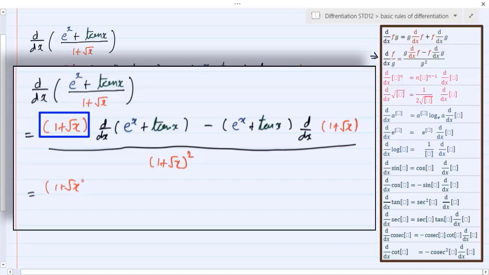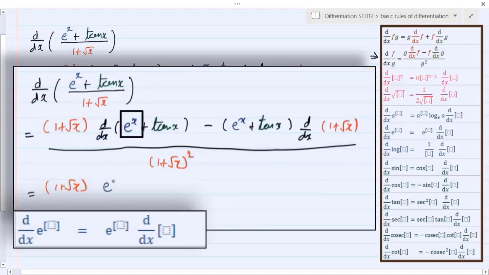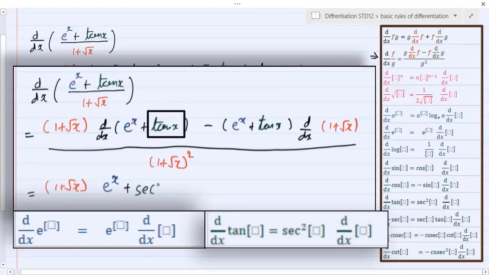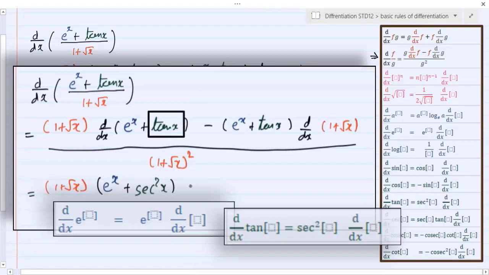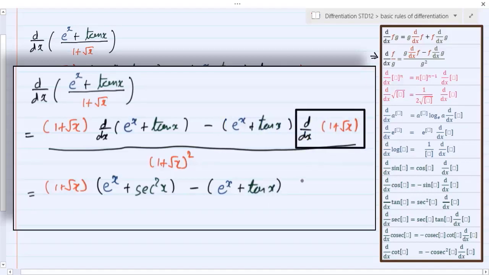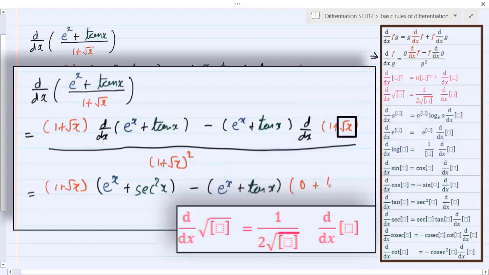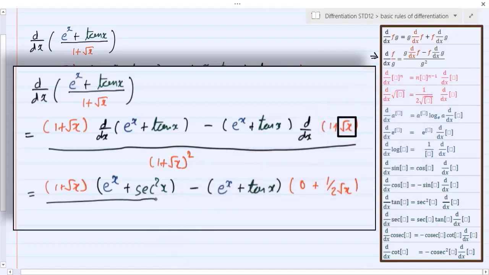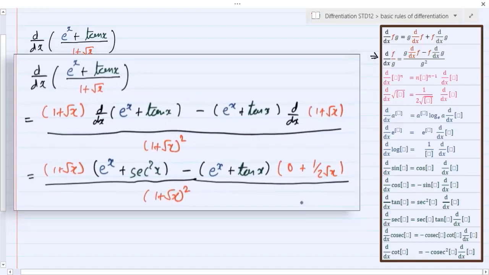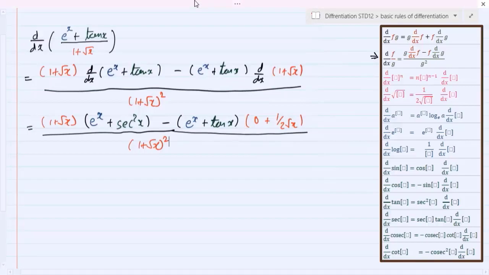1 plus root x will be as it is. Differentiation of e raised to x will be e raised to x, plus differentiation of tan x will be sec square x, minus e raised to x plus tan x will be as it is. Differentiation of 1 plus root x will be 0 plus 1 upon 2 root x, whole divided by 1 plus root x the whole square as it is. So, ta-da! You can consider this as your final answer. If you want, you can simplify.